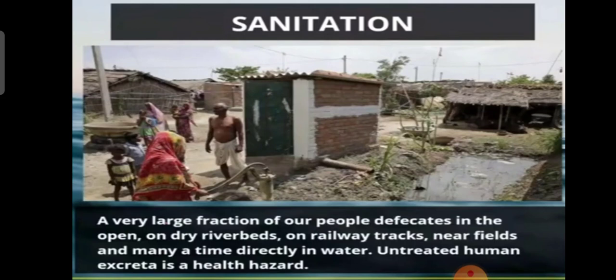Now I am coming to the next topic, which is about sanitation and diseases. As you can see here in the picture, it is a picture of a village, and we know that a very large fraction of our people defecates in the open, on dry river beds, on railway tracks, near fields, and many a time directly in water. Untreated human excreta is a health hazard. We all know that. Correct?